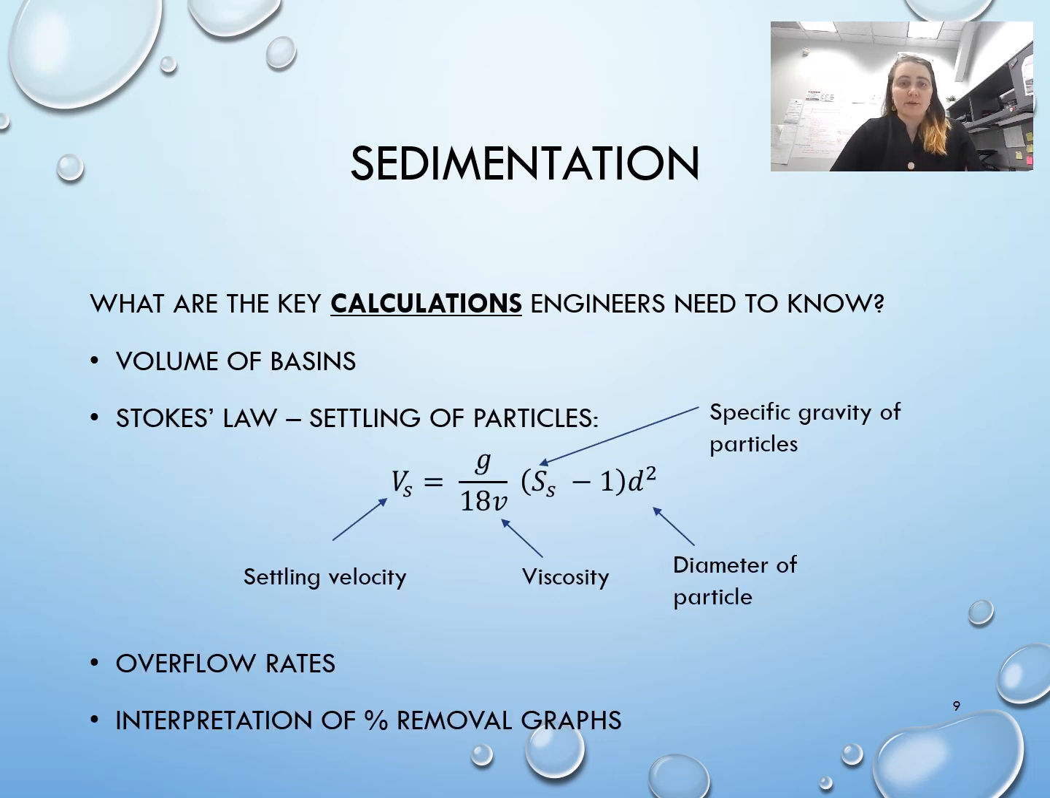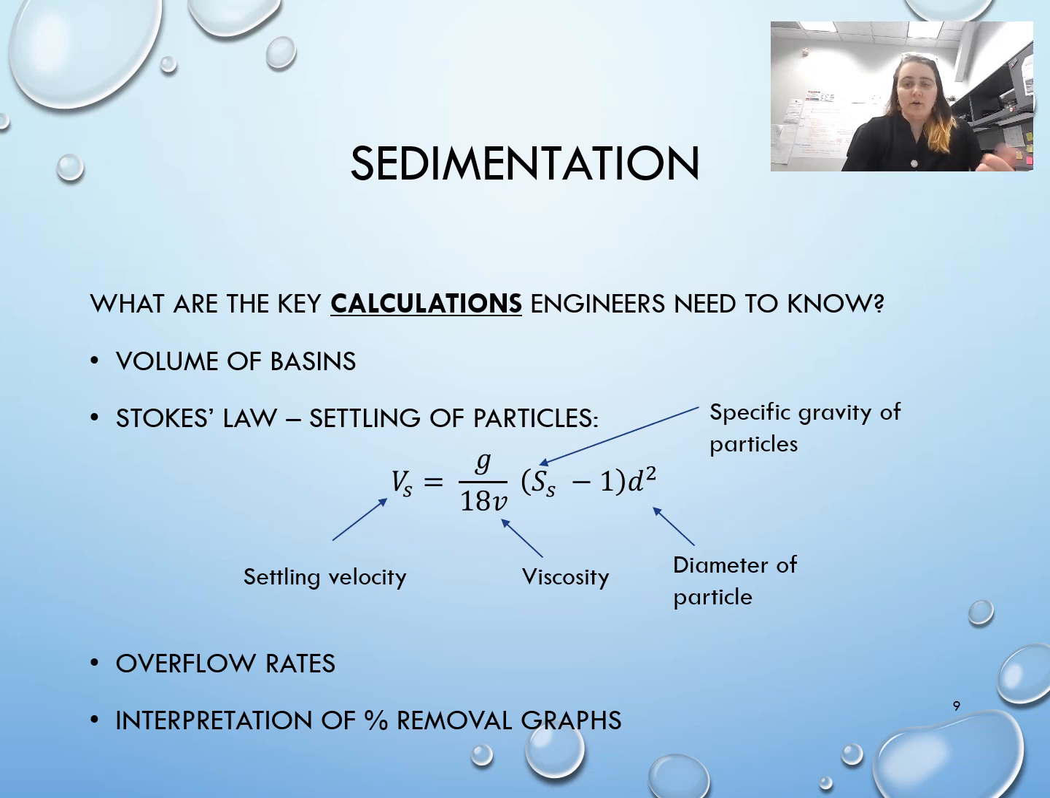So if we have those parameters, we can do a couple key calculations. The key calculations we're going to talk about in this class are the volume of the basin. So we'll talk about how we actually size these things. And then we're going to use what we call Stokes' law, which is based on type 1 and type 2 settling, to figure out how to settle particles. So you'll see Stokes' law here. The settling velocity is related to viscosity, the specific gravity of particles, and the diameter of particles. And so we can look up those parameters and figure out how fast these particles are going to settle.